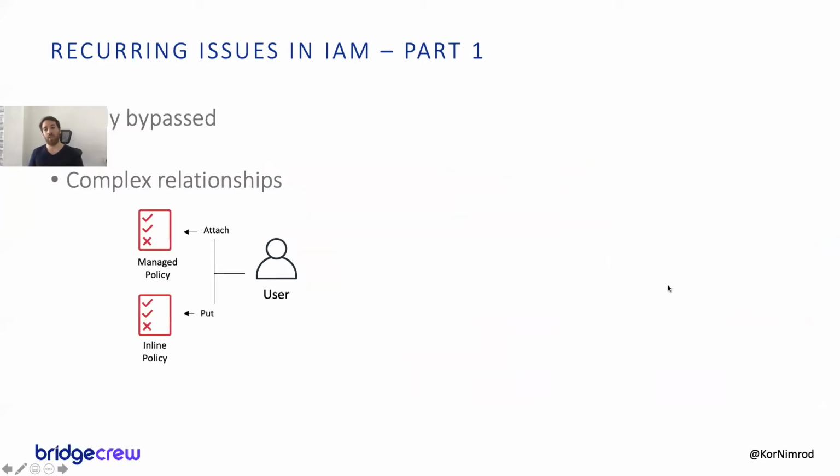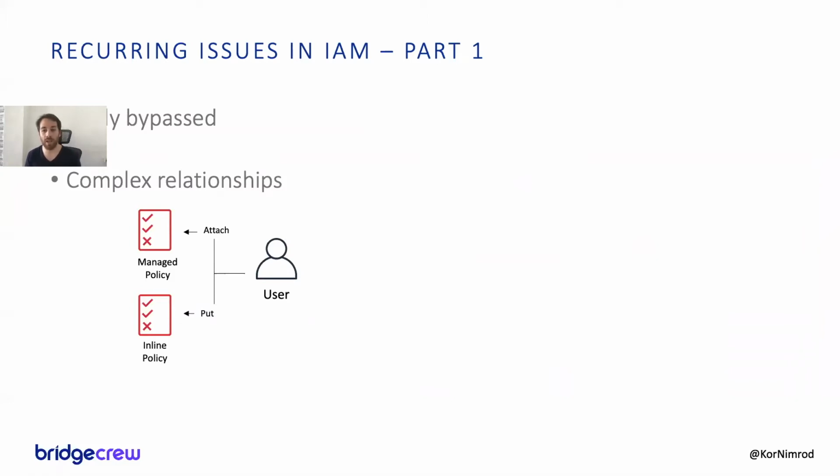So the example that we just saw actually exposed two different recurring issues in IAM. One is that IAM is easily bypassed, right? You just attach a policy or attach the user to a group or maybe replace a string with a star and suddenly your role works. It doesn't mean it has the access it needs. It just means it has more than what it had before.